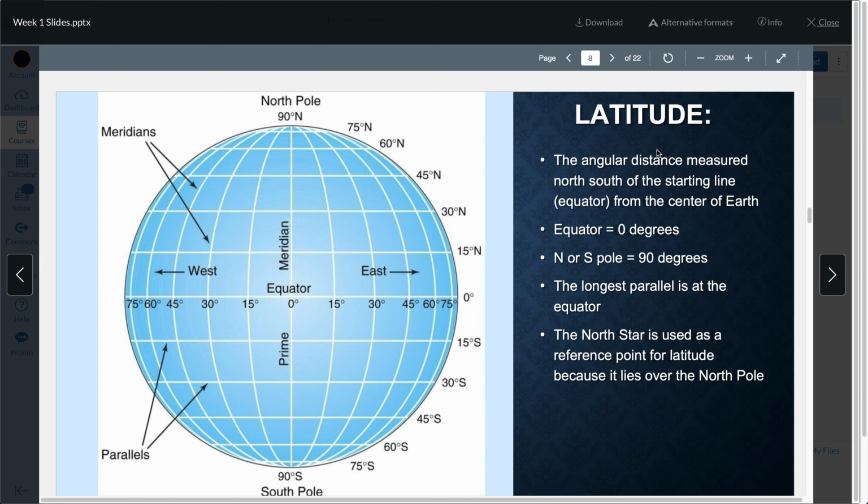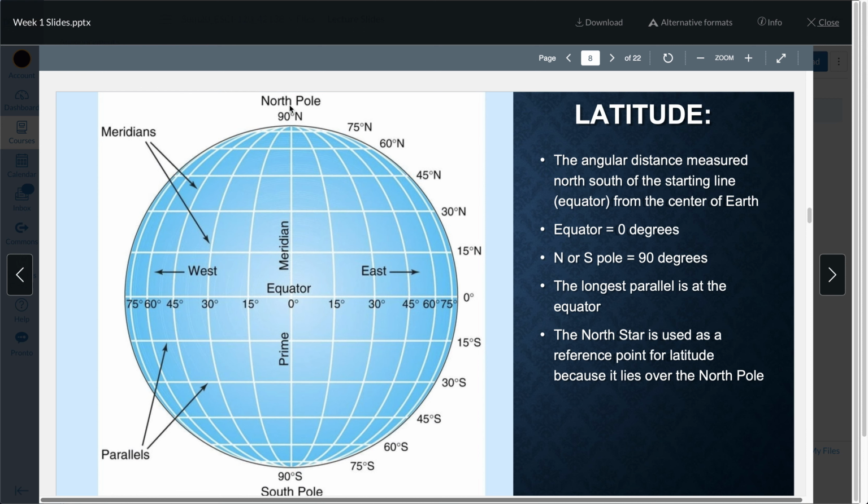So latitude, the technical definition, is that it's the angular distance measured north-south of the starting line or equator from the center of Earth. So the equator, which is where Earth is widest, is 0 degrees. And the north and south pole are respectively 90 degrees north and 90 degrees south. You can also use these terms as negative or positive. So the North Pole, you could just write plus 90 degrees and leave out the north. And the South Pole, you could also write minus 90 degrees and leave out the south. So plus corresponds to north, minus corresponds to south.